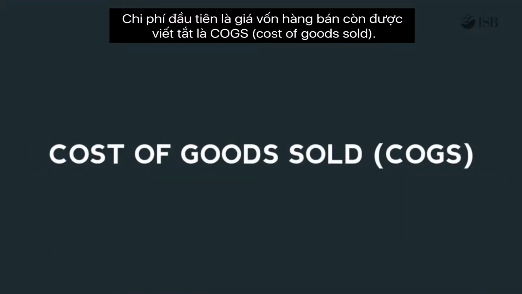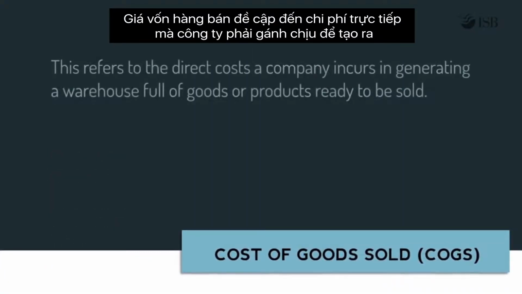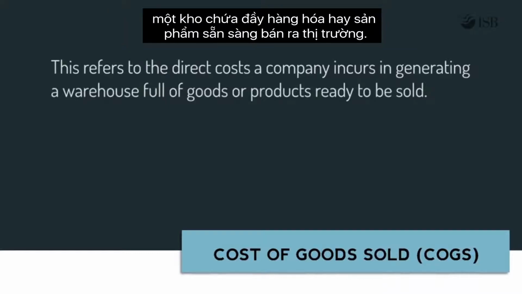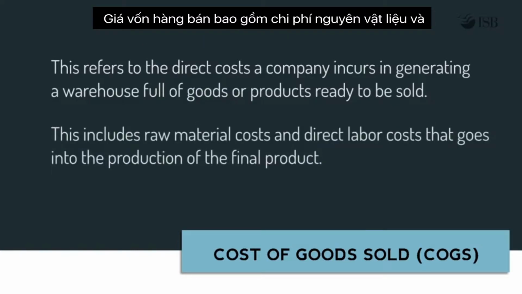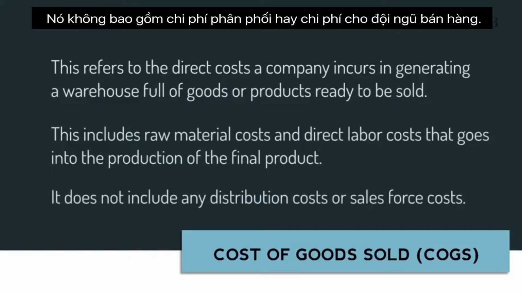The first expense is cost of goods sold, referred to as COGS. This refers to the direct costs a company incurs in generating a warehouse full of goods or products ready to be sold. This includes raw material costs and direct labor costs that go into the production of the final product. It does not include any distribution costs or sales force costs.